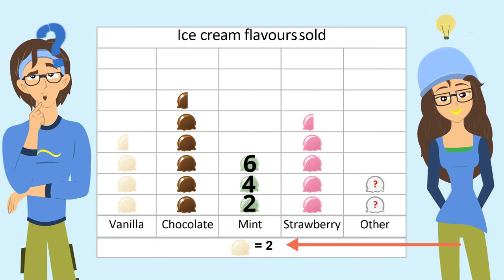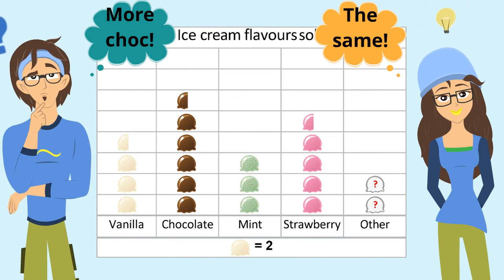Oh no, they're still at it. Jason thinks that there were more chocolate ice creams sold than strawberry ice creams. But Juliet is saying that there was the same amount of chocolate and strawberry sold. Who do you agree with? Pause the video and write down an answer. Jason with chocolate has more, or Juliet with chocolate and strawberry were both the same.